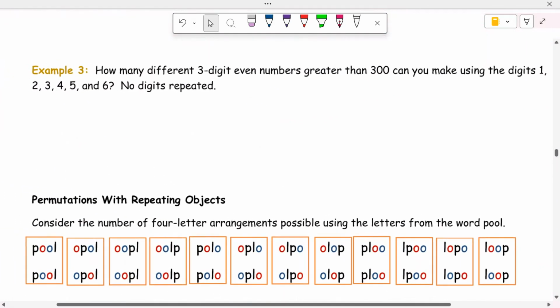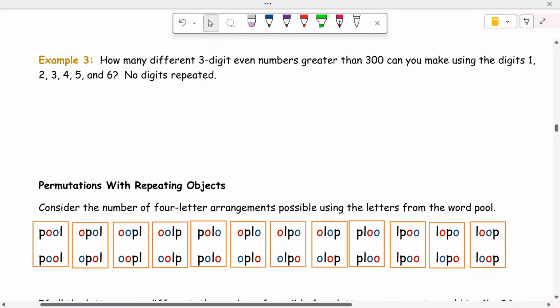All right, so for this one, here it says, how many different 3-digit even numbers greater than 300 can you make using the digits 1, 2, 3, 4, 5, and 6? No digits repeat. Okay. Yeah, I'm going to lead you guys through. Well, yeah, I'm going to help you with this a little bit. Okay? Because if it's a 3-digit even number, do we have a few things we have to worry about?